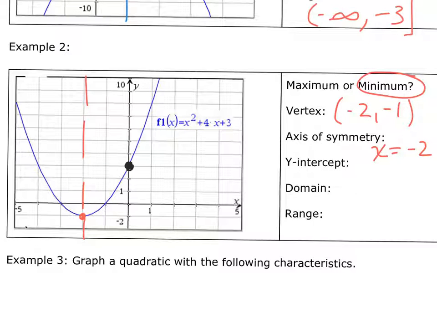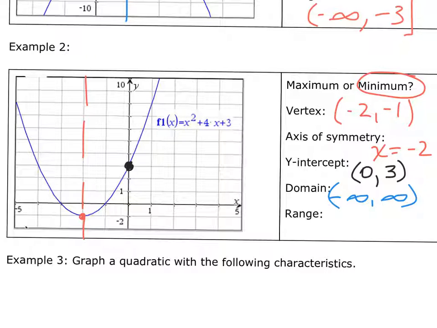Next, it asks about the y-intercept. So I put a point there where that parabola crosses the y-axis. Would that be 0, comma, -3? Very good. All right, what about my domain? What are the x values that this parabola takes up? -infinity to +infinity.